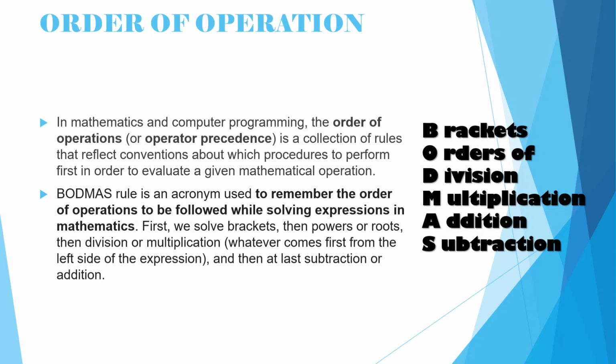In order to perform the mathematical operation, there is an acronym which is known as BODMAS. BODMAS stands for brackets, orders, division, multiplication, addition and subtraction. So we must evaluate the numbers that are enclosed by brackets first, followed by the numbers which have an exponent. Then we must perform the operation of division, followed by multiplication, then addition, and then at last subtraction.